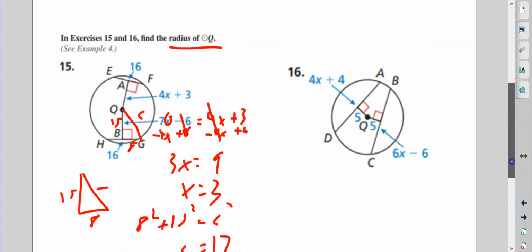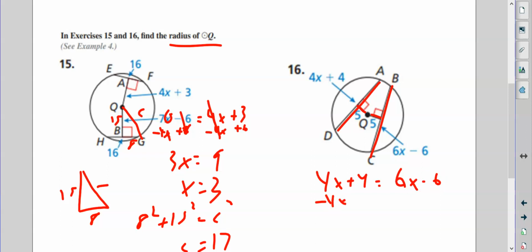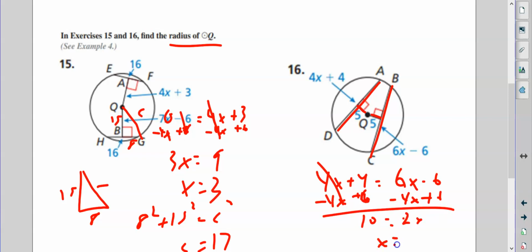And then number 16 right here. Again, since the distance here is 5 and 5, that makes these two chords equal. So 4x plus 4 equals 6x minus 6. I'm going to keep my x's positive. Add 6. So that gives me 10 equals 2x. So x is 5.